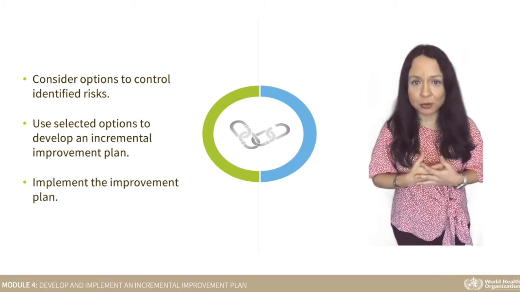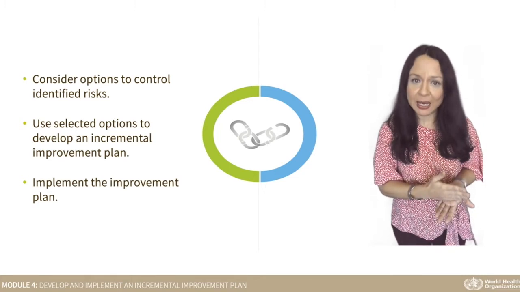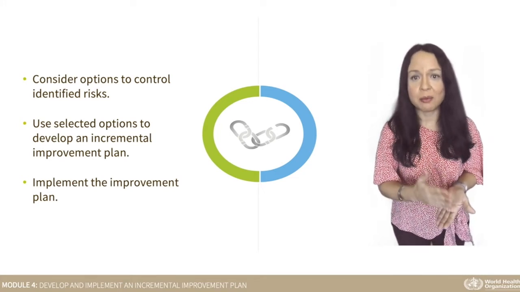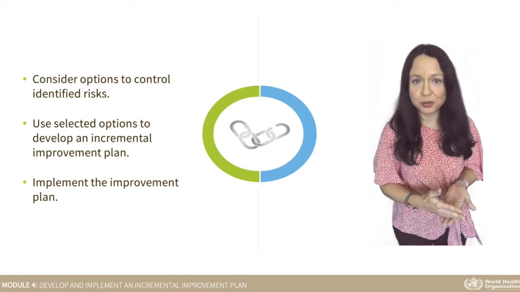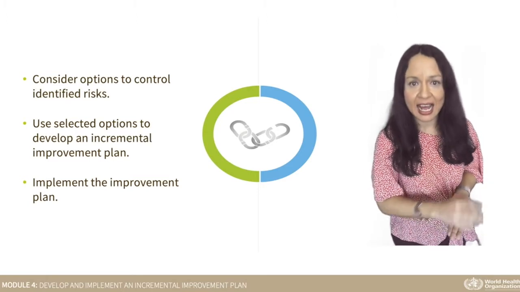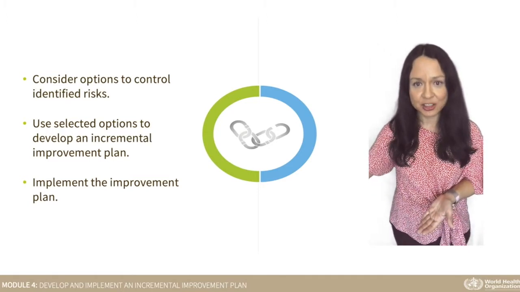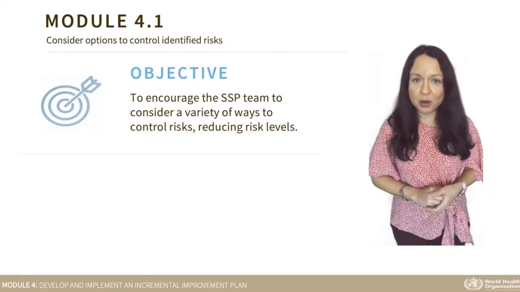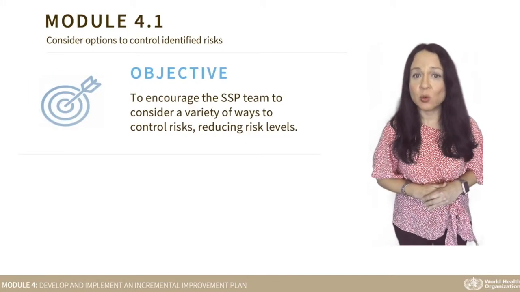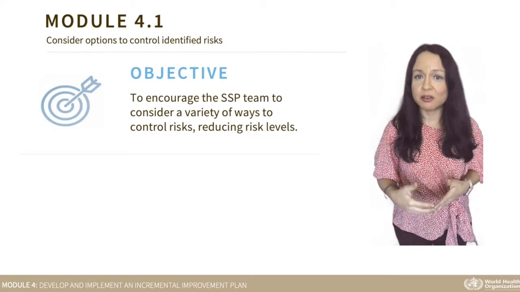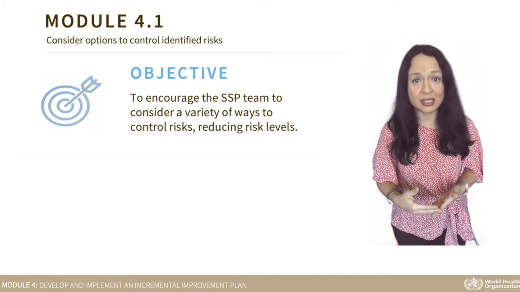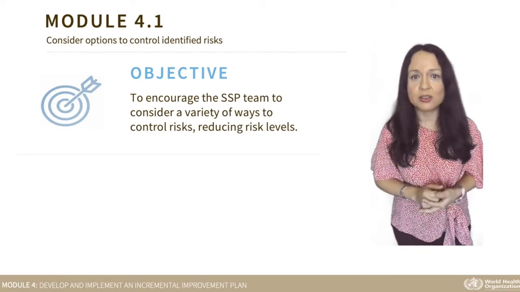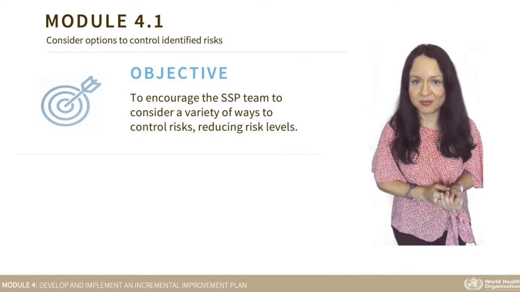Our main output is an implementation plan that should ensure the protection of exposure groups most at risk along the sanitation chain. For Module 3, the SSP team will have a comprehensive list of hazards and hazardous events ranked according to their level of risks.